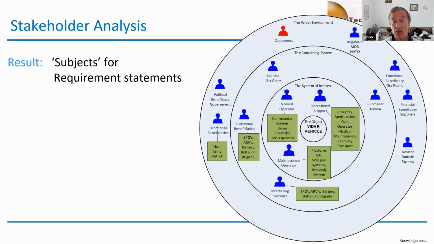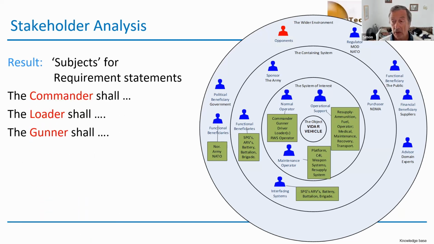We are defining specific roles for our stakeholders, which shall be used throughout the length of this particular project. So what does this actually give us, having identified stakeholders? Well, it gives us what we call the subjects for requirement statements. So immediately we can begin looking at stakeholder needs. The commander shall give commands to whoever. The loader shall load the gun. The gunner shall fire the gun, those sort of things. So we've got a set of subjects that we can start writing our stakeholder requirements.